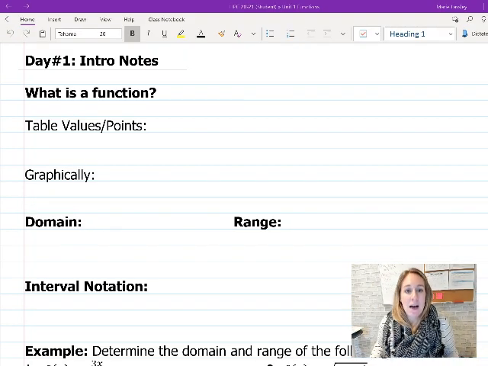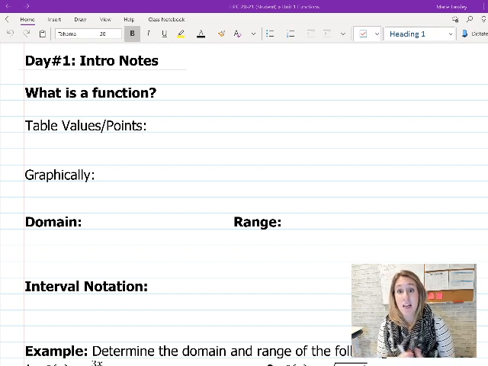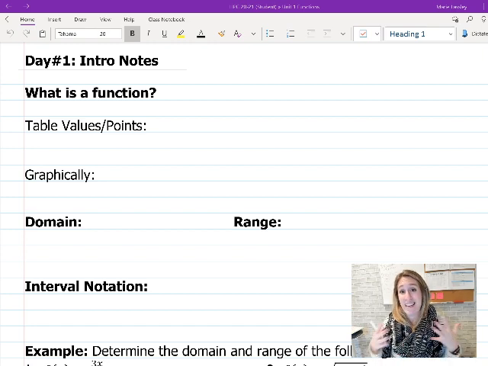So today, like I said, we are just doing an intro to functions. We're hitting some basic terminology, some that we've already talked about, some that we haven't. But you should have seen all of this terminology, hopefully in previous math classes. So it should be kind of a nice little review for you. Okay, so let's start by talking about what is a function.